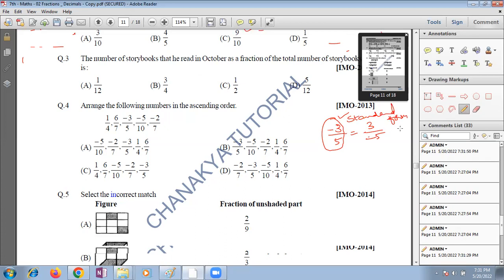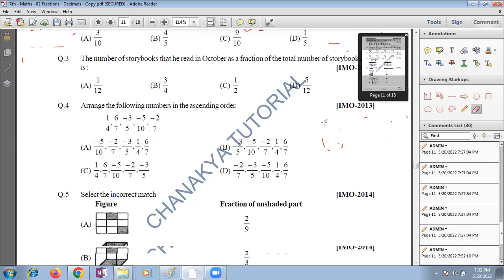Very good. Ma'am, if we need to add or subtract these fractions, we should simply take the LCM and add the integers. Exactly. Because there is no need to worry about the denominator sign or numerator sign. No need to get confused. You can just convert to standard form.